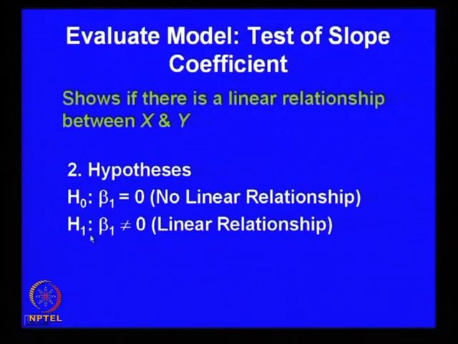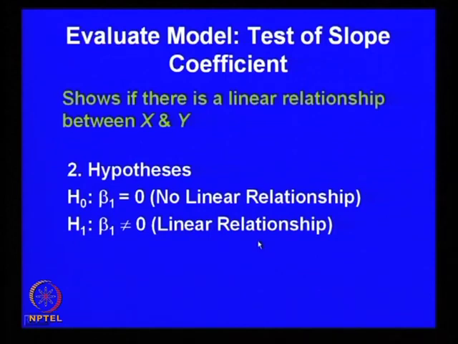If H naught is rejected, that means the two sided alternative hypothesis beta 1 not equal to 0 is accepted, it says that there is a linear relationship between the regressor variable x and the response variable y, and x is of value in explaining the variation in y. This is the significance of the alternative hypothesis. Well, so how to perform this test?